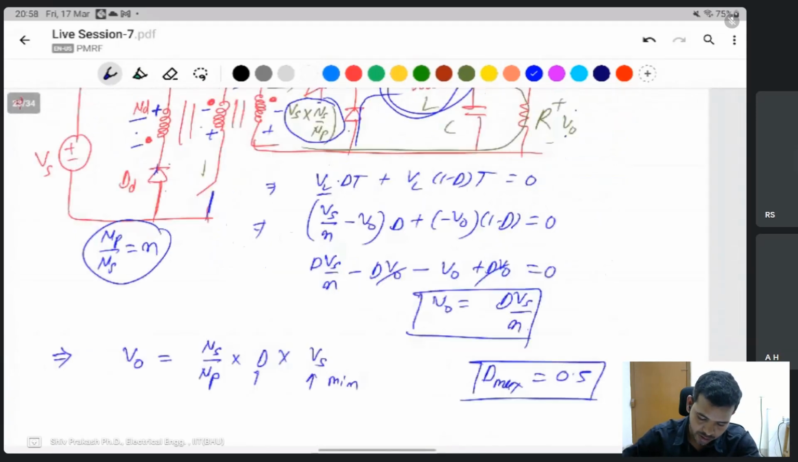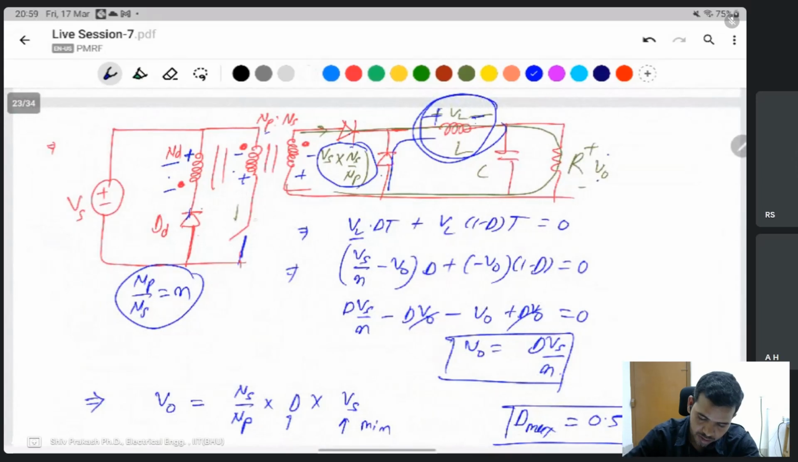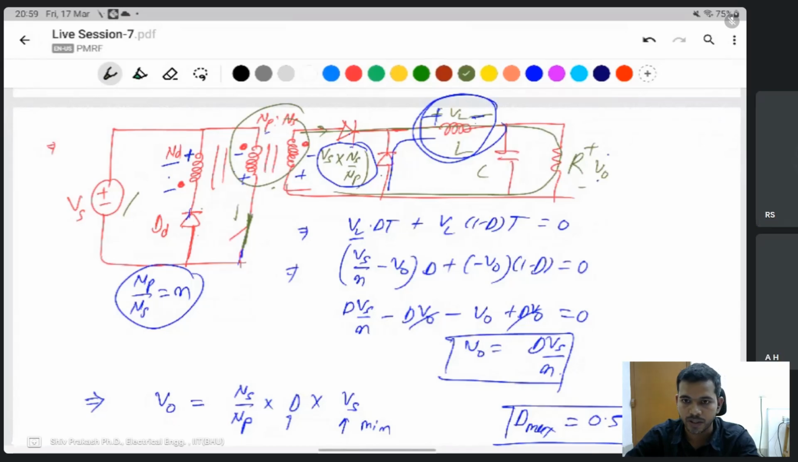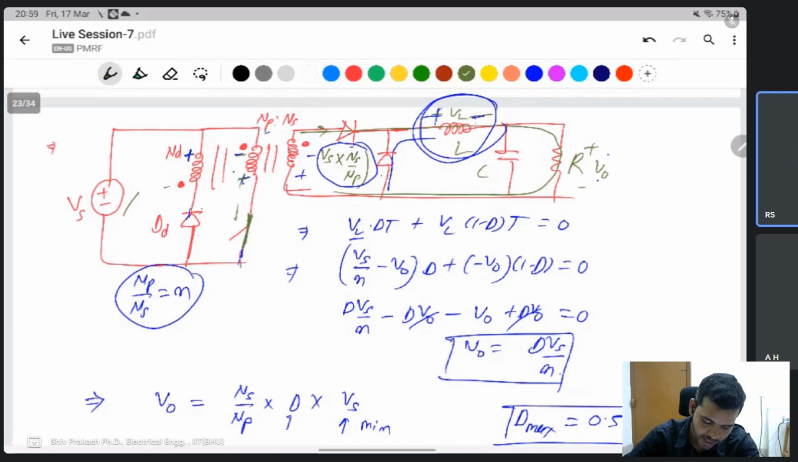When the switch is on, Vs appears as the magnetizing voltage of the transformer. The magnetizing voltage is the same as the input side voltage of the transformer, since the magnetizing inductance is connected in parallel with the primary inductor, so it is the same as Vs. When the polarity is reversed and the switch is off, this one is positive and this one negative, and the same voltage appears here because ND is the same as NP.